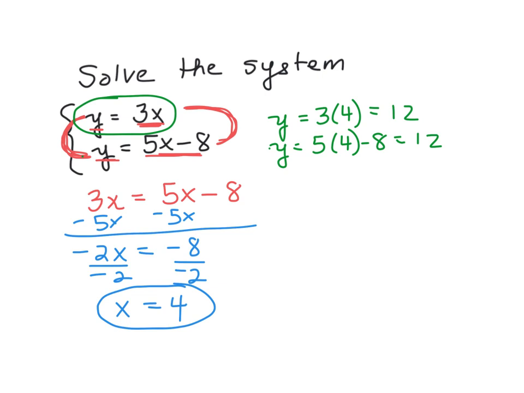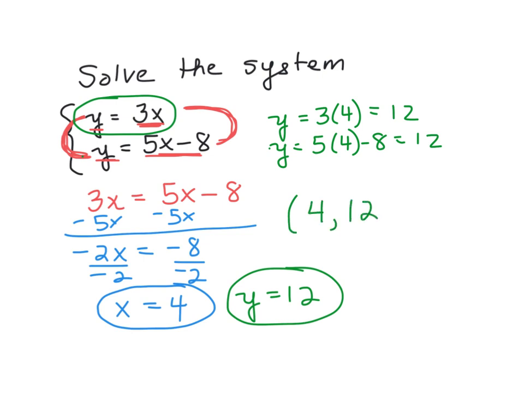So here's what we're going to do. For an answer here, we're going to write x equals 4 and y equals 12. Or we're going to write (4, 12). That ordered pair tells us where the lines intersect. I don't care which one you give me as an answer. It doesn't matter. If it's a fill-in-the-blank kind of thing, it should be obvious which is which.